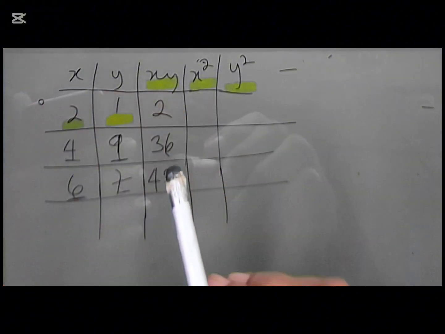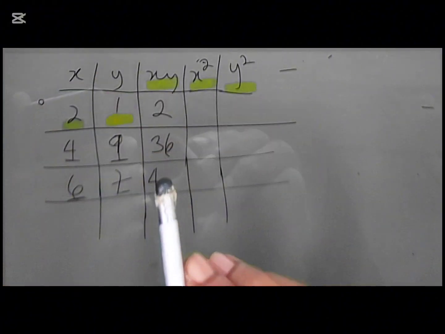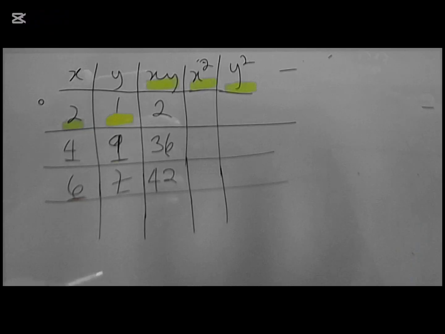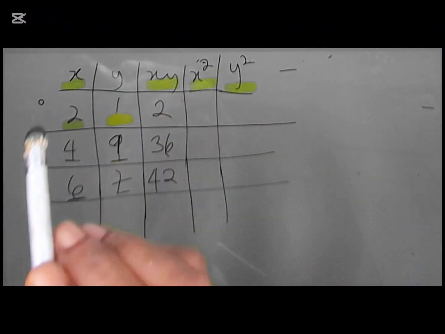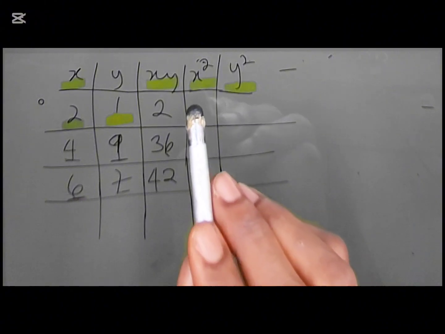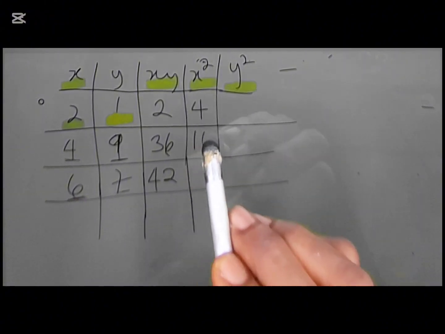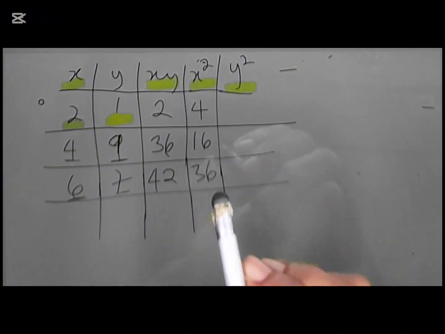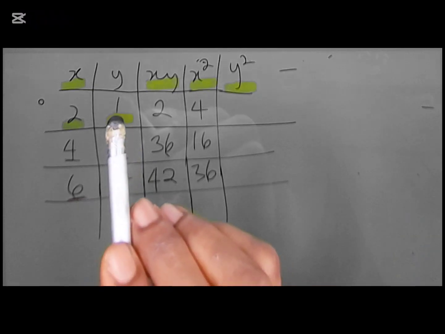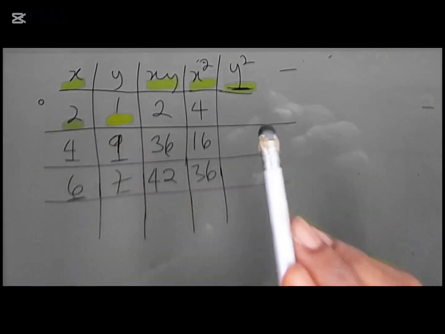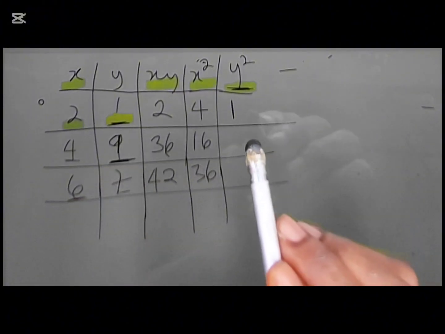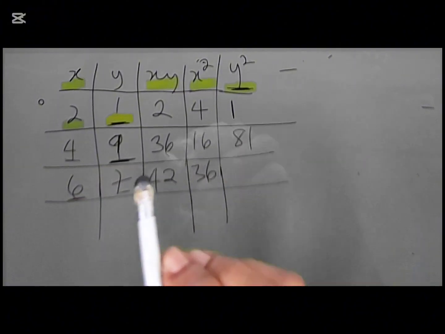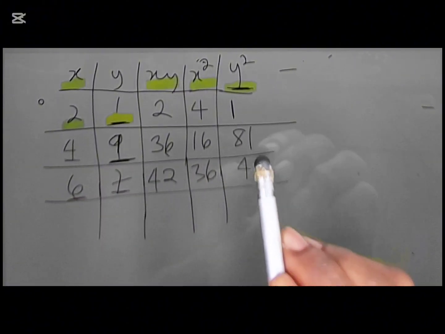So the next thing here is for us to get s squared. For s squared, that means you only square this part here, all the s. So square all the s. This will be 4, 16, 36. Now square all the y. For y squared, square all the y. When you square this, you have 1. Square this, you have 81. Square this, you have 49.